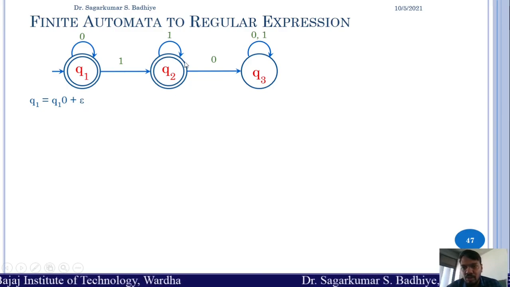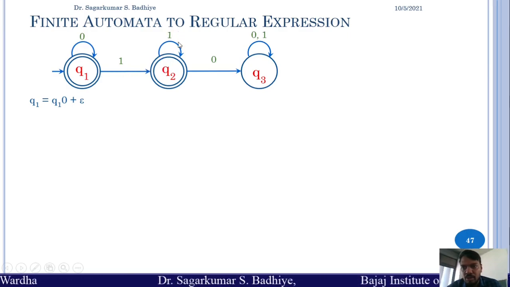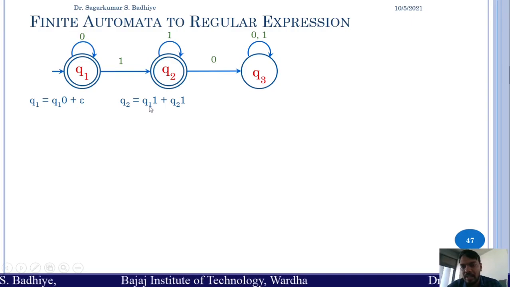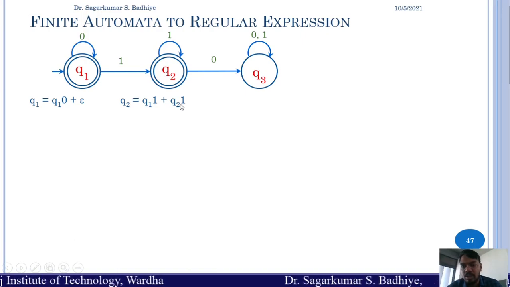Then for q2 there are two inward transitions, one from q1 on 1 and another from q2 on 1. So we get an equation for q2 as q2 equals q1 1 plus q2 1. So we add them, this is union. Either to reach q2 you can get a 1 from q1 or you can get a 1 from q2. These are the two options to reach q2.